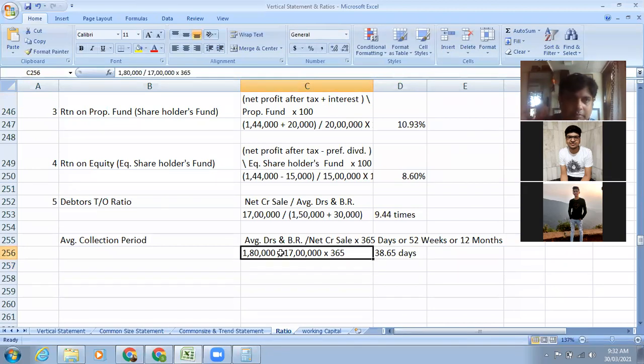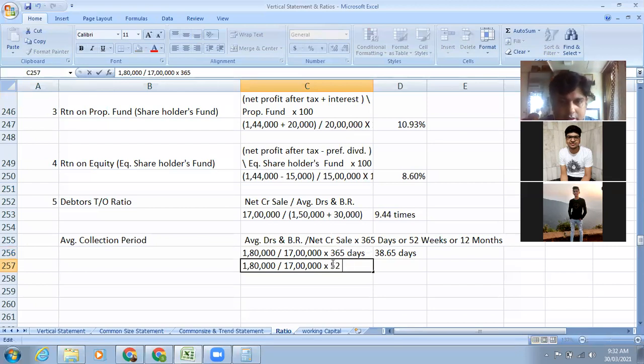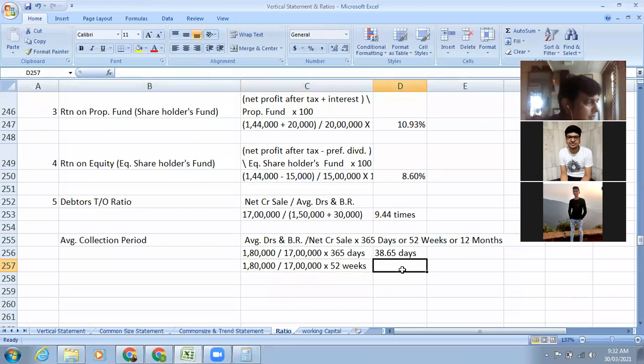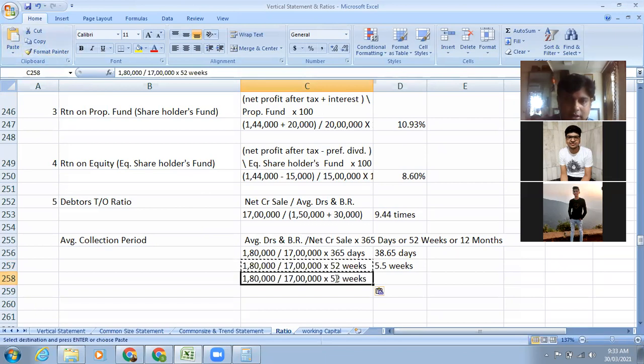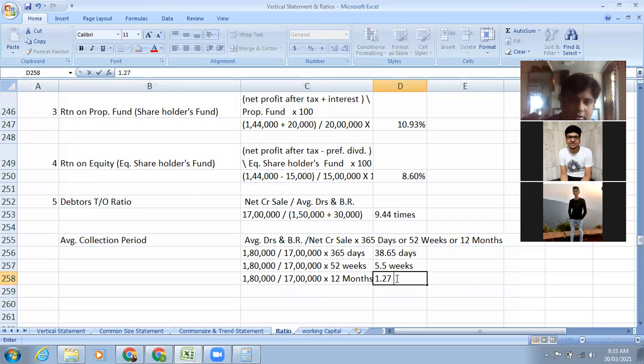In weeks also it will remain the same. Multiply by 52 weeks. Get me the answer. Approximately 5.5 weeks. Absolutely right. So you see, there is no difference; in all three you get the same answer. If I multiply by 12, it comes to 1.27. Whichever you multiply with, the answer will remain the same.